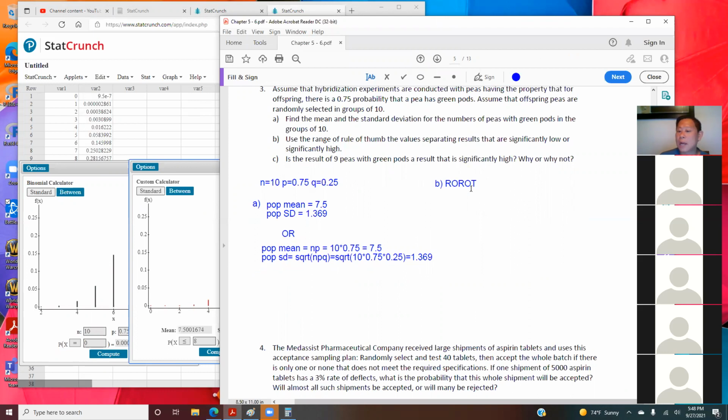Okay. B in this case, if you read B, they ask you for the ROT. Do you guys know what ROT stands for? Range rule of thumb, right? What formula is that? You take the mean plus or minus 2 times the standard deviation, right? The mean that you have here is 7.5, plus or minus 2 times your standard deviation, 1.369. So take out your calculator and figure out what your lower and upper limits are.